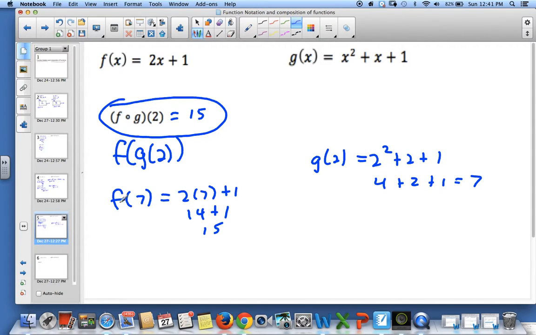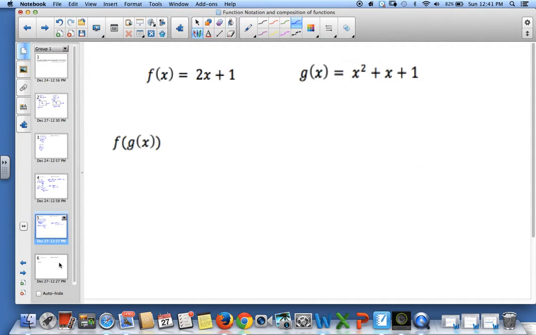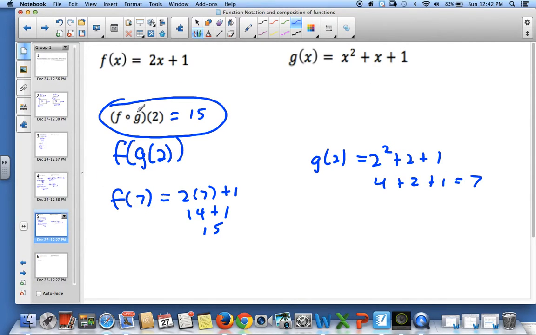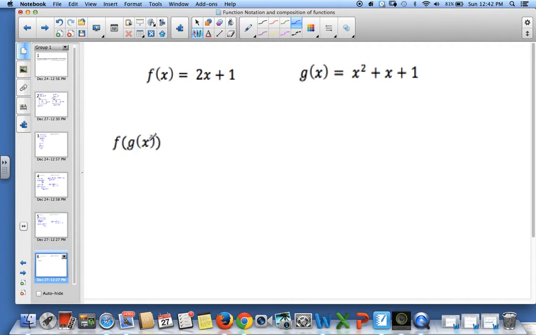Now the last thing I'm going to show you is where it gets a little confusing, because here we don't have a number. We have g of x. But what this means here is I've got to figure out what g of x is. Just like here, I figured out what g of 2 was, and then I replaced it right in here. I figured out g of 2 was 7, and I took 7 and put it in for this x right here. In the same way, I'm going to figure out what g of x is. Well, there's no figuring out. This is g of x.